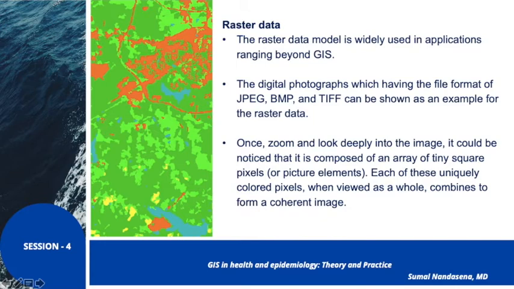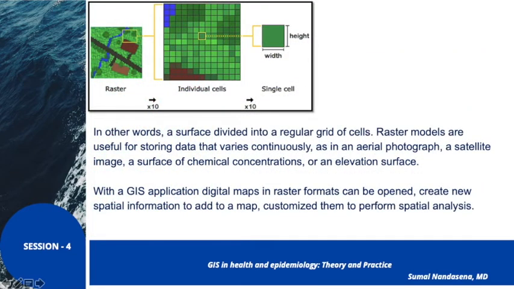Once you zoom in and look deeply into the image, it can be noticed that it is composed of an array of tiny square pixels, or picture elements. Each of these uniquely colored pixels, when viewed as a whole, combines to form a coherent image. In other words, a surface is divided into a regular grid of cells.